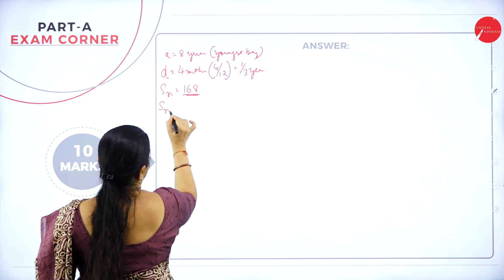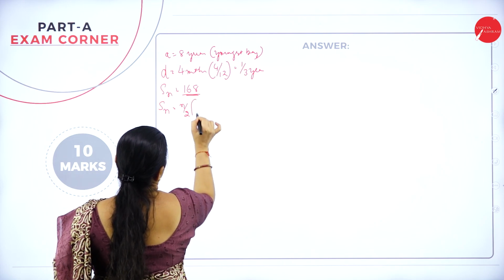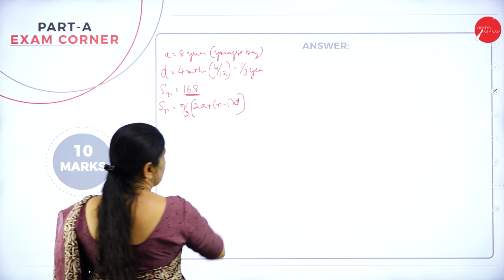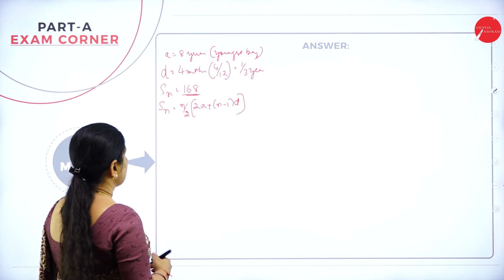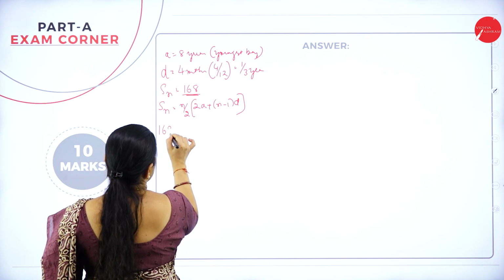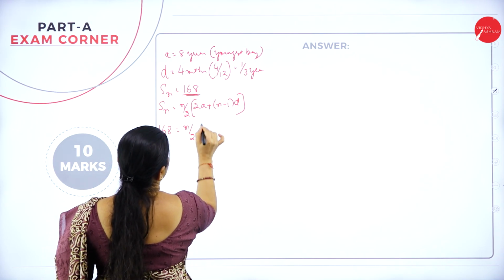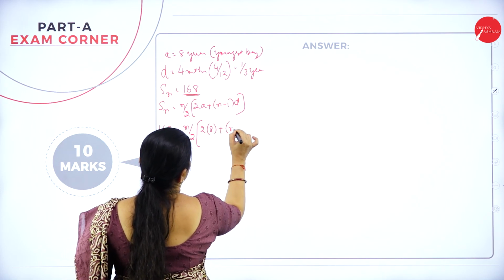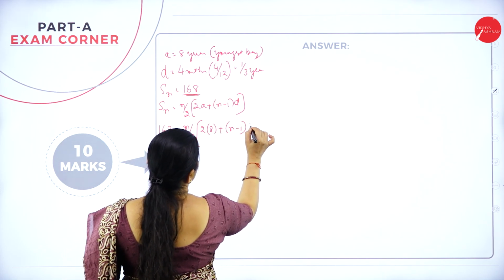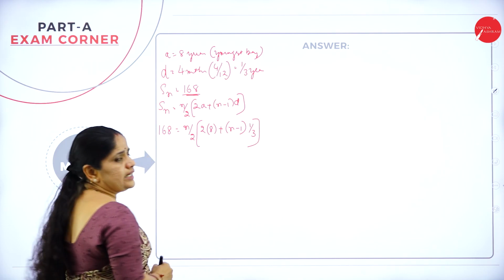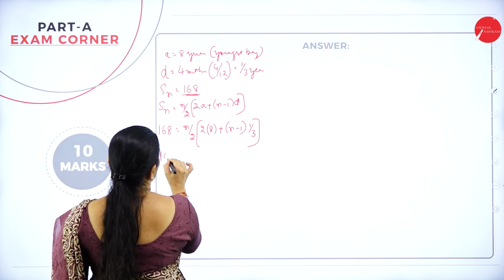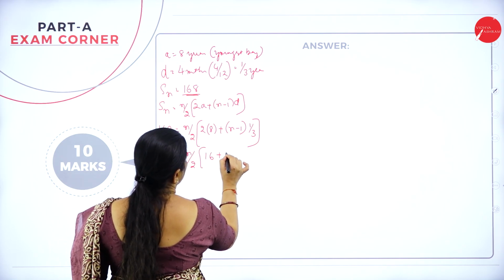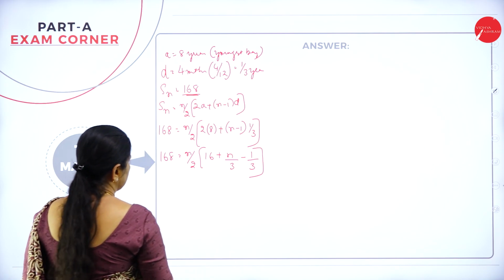So, I use the formula Sn equals n by 2 into (2a plus (n minus 1) into d). I don't know n, so I write it as it is. 168 equals n by 2 into (8 plus (n minus 1) into 1 by 3). So d equals 1 by 3. So 168 equals n by 2 into (16 plus (n minus 1) by 3).